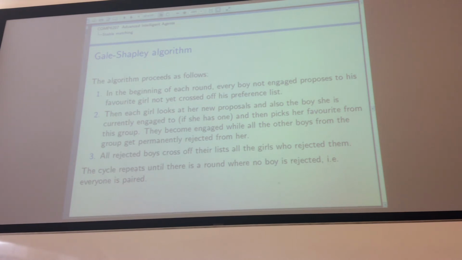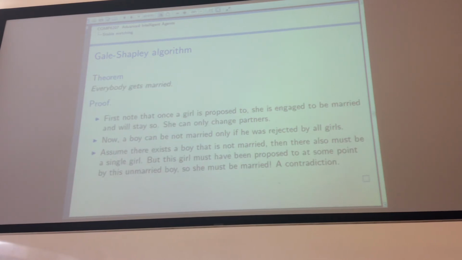Shall we? Okay, let's run it later. Let's first talk about some problems. And there are many beautiful things. First of all, everybody gets married.